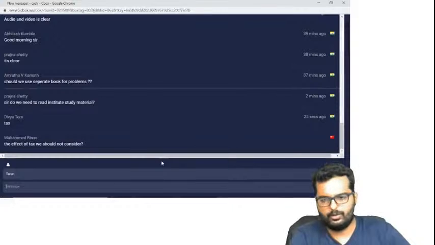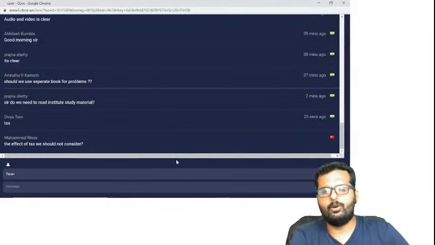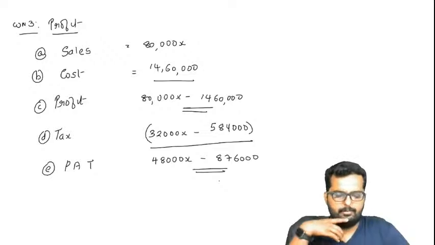Okay. Please correct it friends. Please write down this part also in your books. Yes, Mohammed Rinaz, I'm sorry I missed out to take the effect of tax. Please correct yourself.